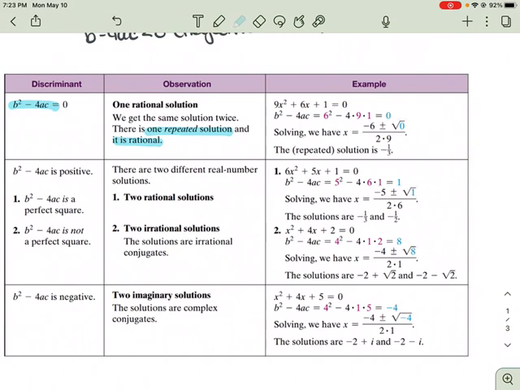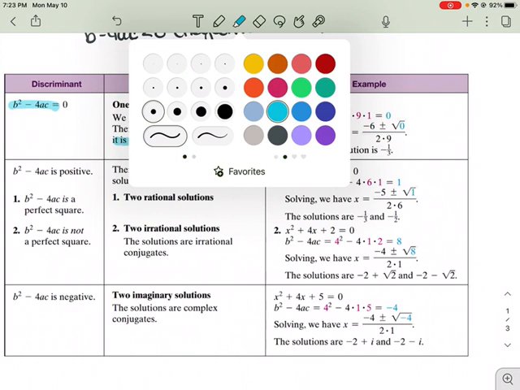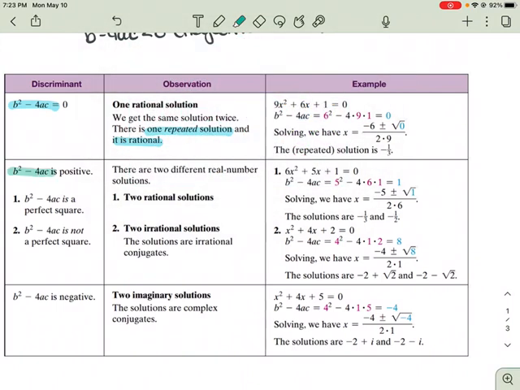If it's positive, so let's change this color up. Let's go with the mint. So b squared minus 4ac is a positive number. There are two possibilities. If it's a perfect square, like 9 and 16 and 64, and we're able to take the square root, there are two rational solutions. So meaning we're going to get two fractions as solutions. And we can also get like 4 over 1 and things like that, and that also works. And those are considered rationals.